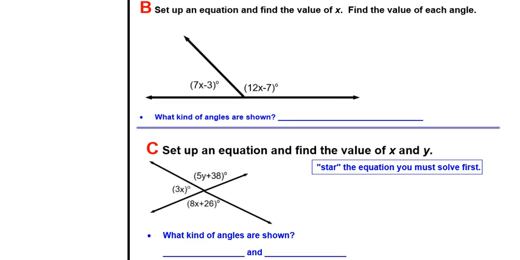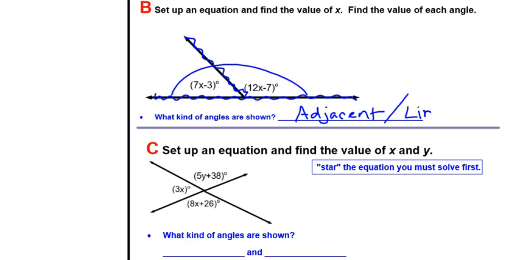So, to look at the first problem, letter B here, it says what kind of angles are shown? Well, I notice that I have this straight line right here, and I have a shared side between them. Those are adjacent angles. But they also make this straight line right here, and adjacent angles are sometimes a linear pair.